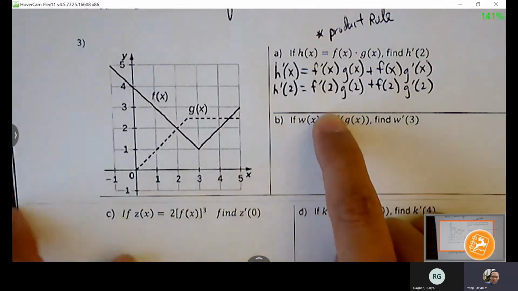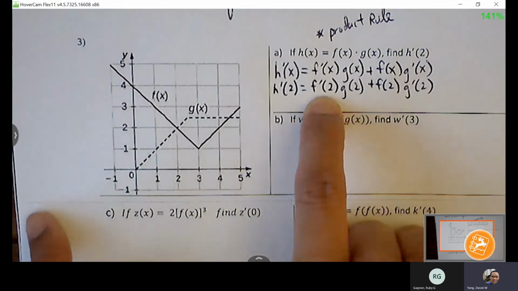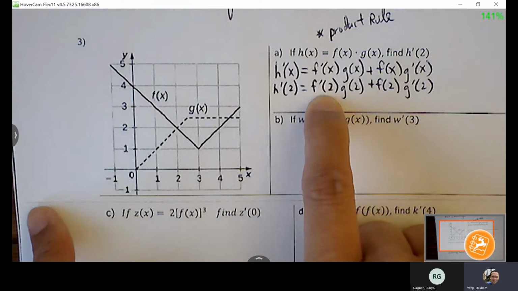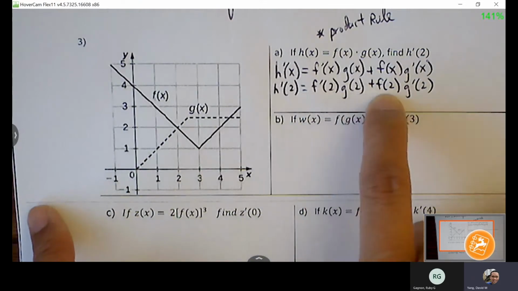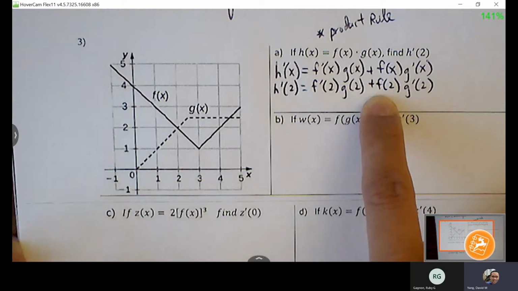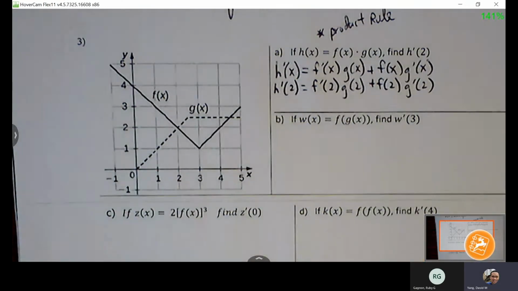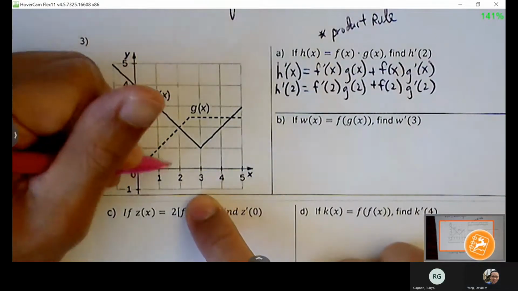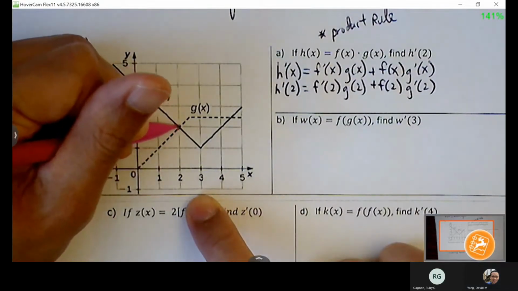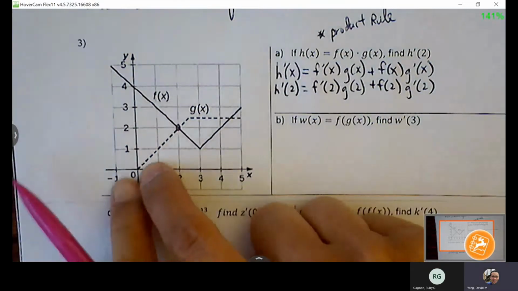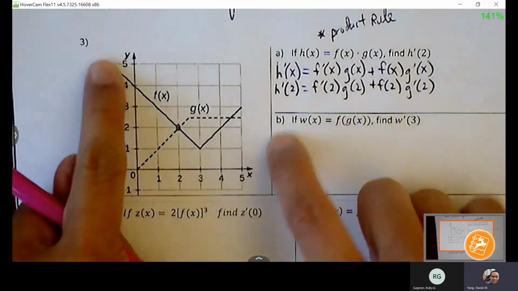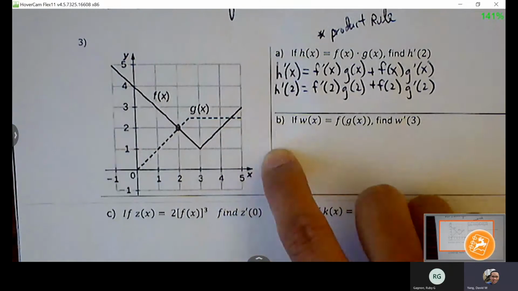All right, so now we go to our graph. f prime of 2 is asking for the slope of the f graph at 2. g of 2 and f of 2 is asking for the y values of the f and g graph at 2. Okay. Let me highlight those points there. The g graph is on its way up. The f graph is on its way down.